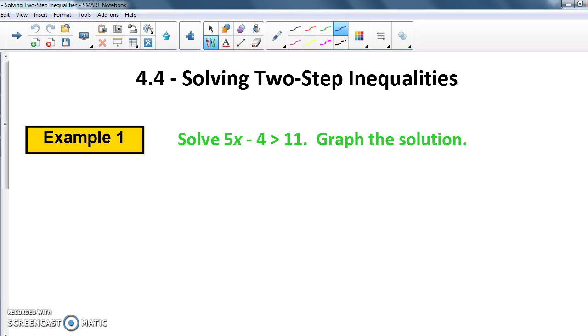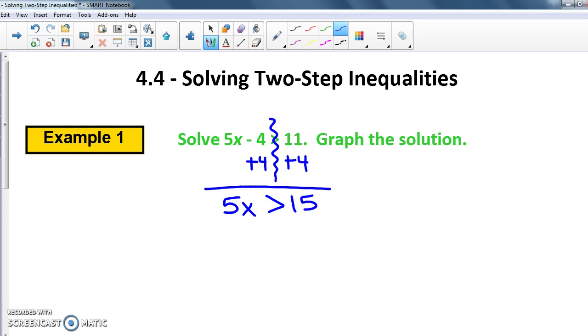It says solve 5x minus 4 is greater than 11, graph the solution. All right, well, if I want to get x by itself, I first need to move this 4 over. So it says minus 4, I'm going to do plus 4. And that gives me 5x is greater than 15. And now I need to get x by itself, so I need to divide away the 5. Since I'm dividing by a positive 5, I don't have to change the sign. So my answer is x is greater than 15.